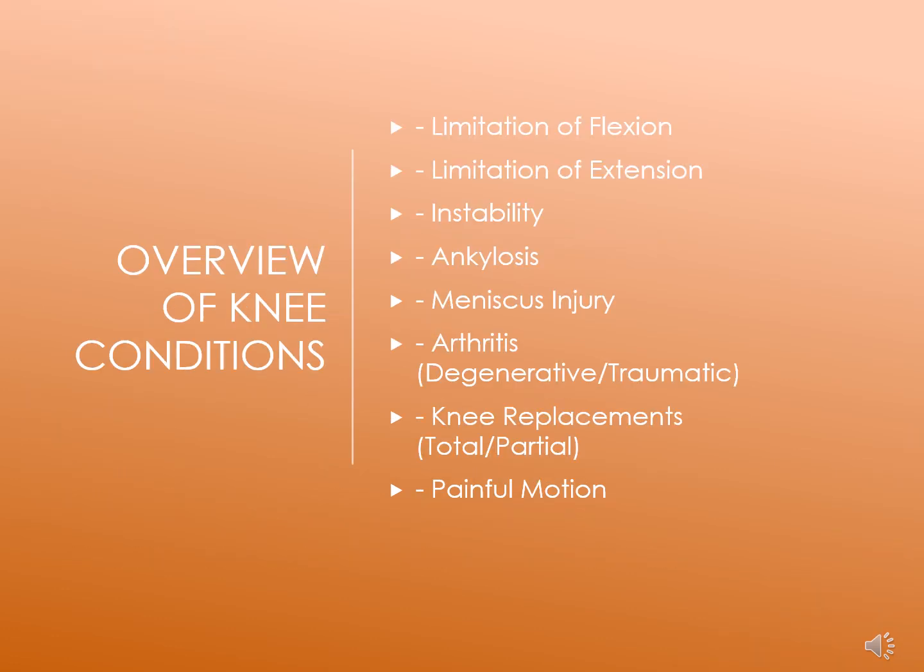The VA uses specific criteria to rate knee conditions. These include limitation of flexion and extension, instability, ankylosis, damage to the meniscus, arthritis, both degenerative and traumatic, as well as the impact of partial or total knee replacements. Painful motion also plays a role, and we'll get to that shortly. The key to success: understanding how each condition is measured and described.